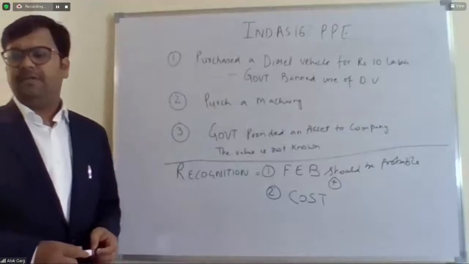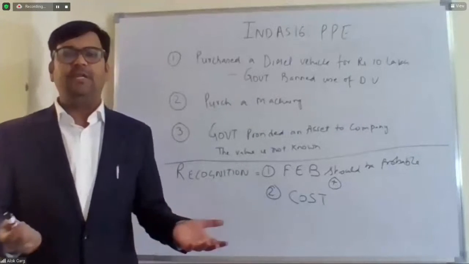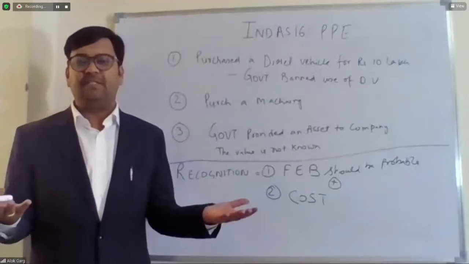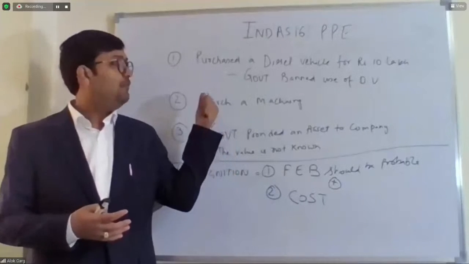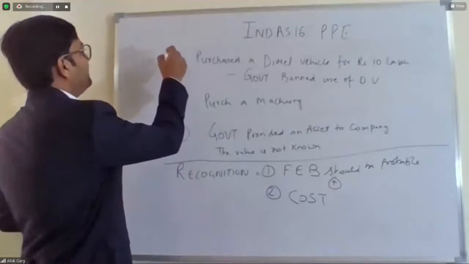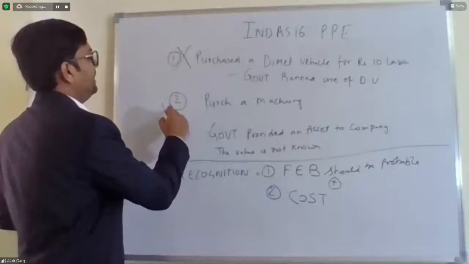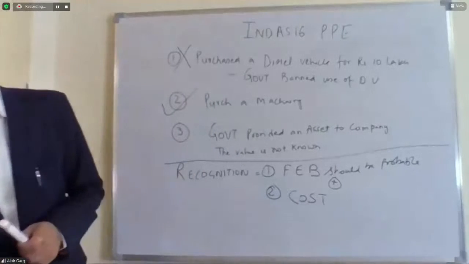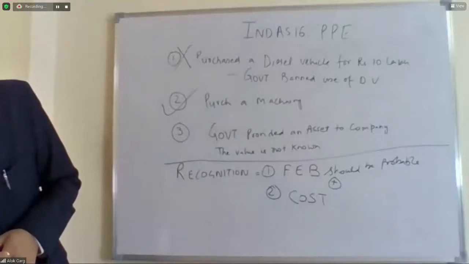B, purchase of machinery. So assuming the company has purchased a machinery, of course, in case of purchase, the price is known and it will provide future economic benefit. So it will be recognized as a PPE. So the first item is not a PPE. The second item is a PPE. What about the third item? Let me see if more students have replied this.